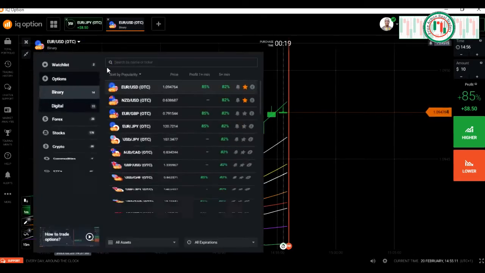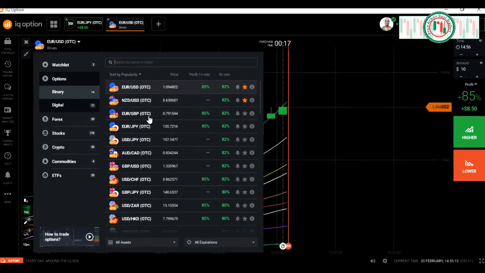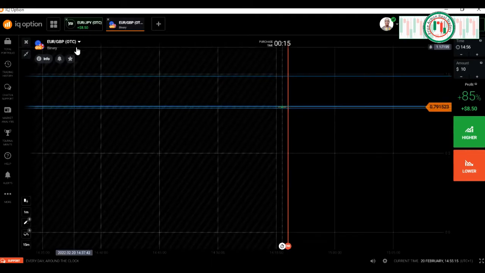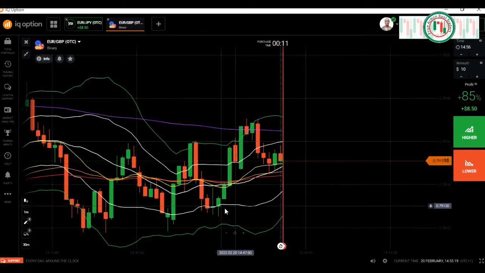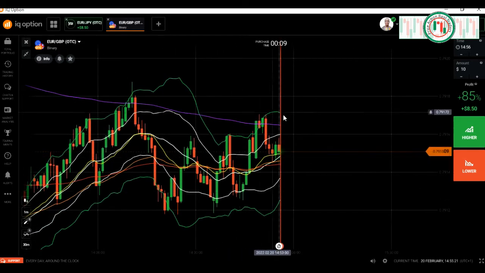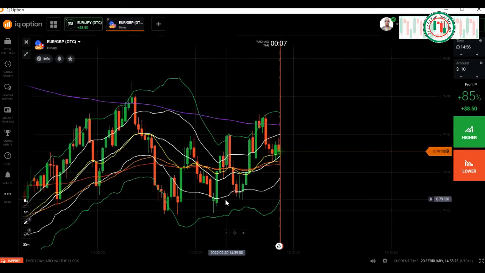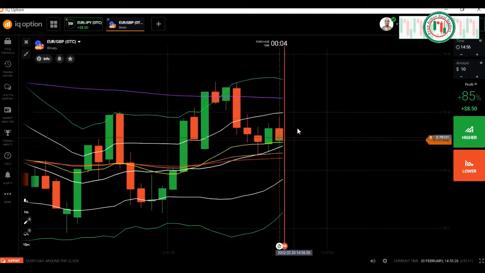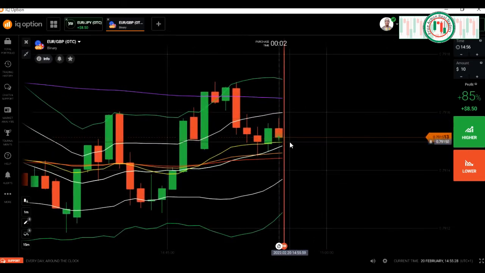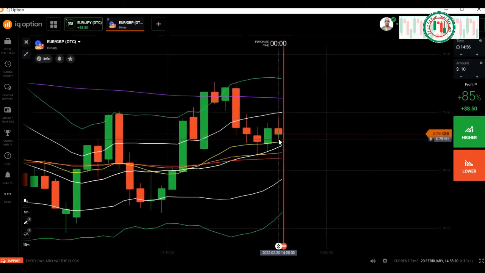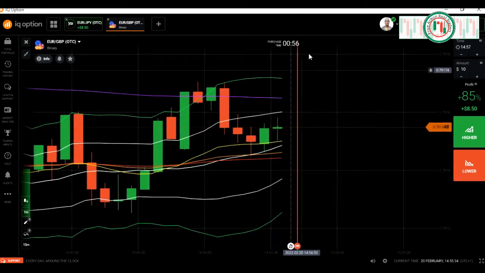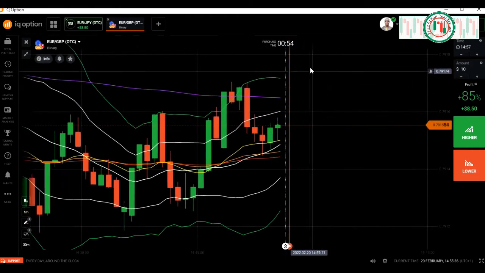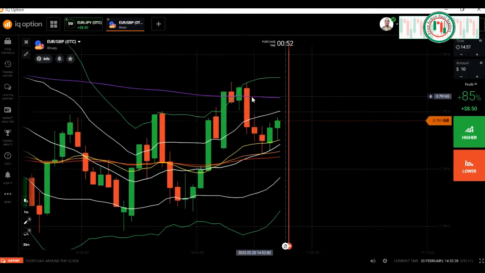Here is low volume. Yes, here is a ranging market. Yes, a ranging market. So if this candle is a green candle, I will place a call option because of the ranging market.